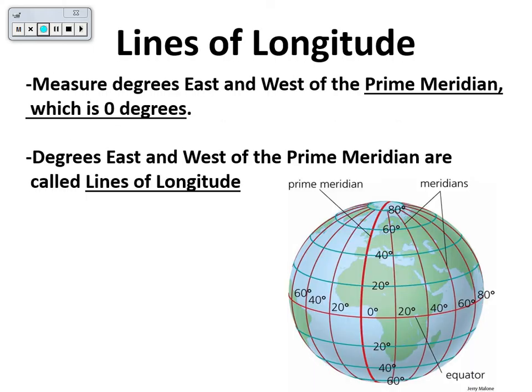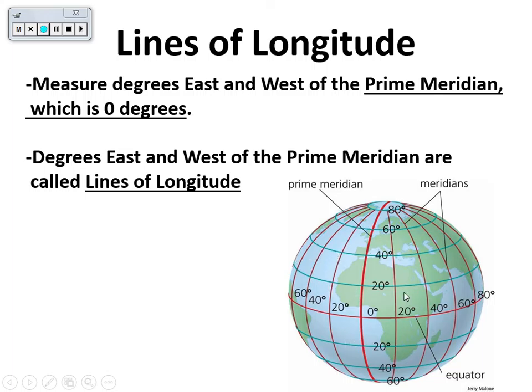Lines of longitude are just another name for meridians. They measure degrees east and west of the prime meridian. Prime meridian is 0 again. So lines of longitude help us measure east and west of the prime meridian. If this is our prime meridian here, anything to the right is going to be in the eastern hemisphere. We live in the western hemisphere.